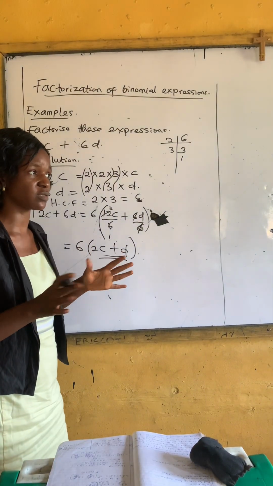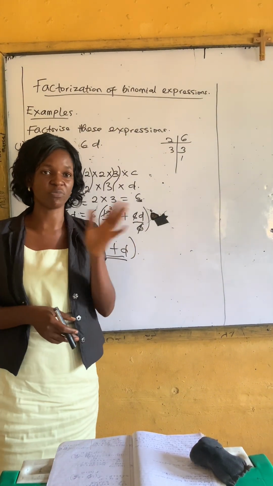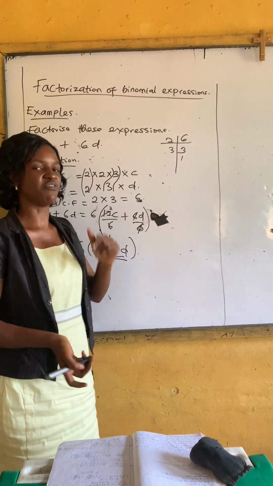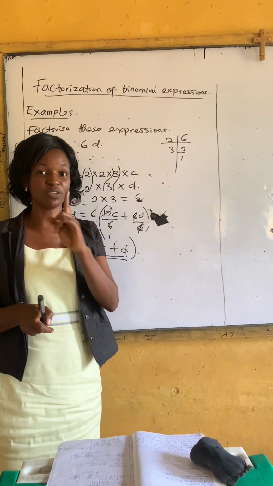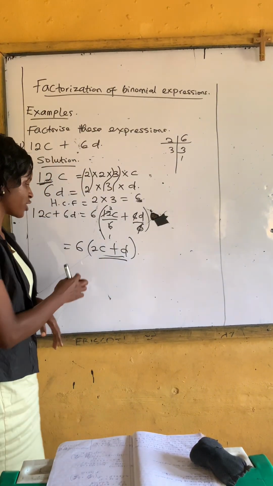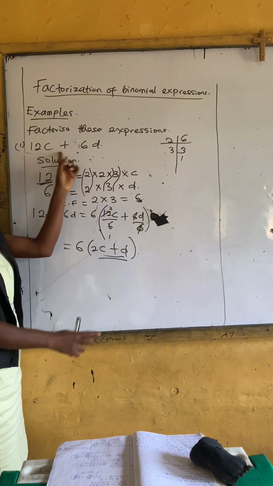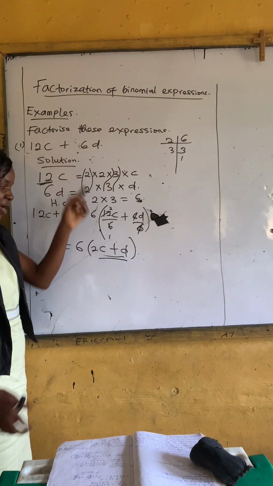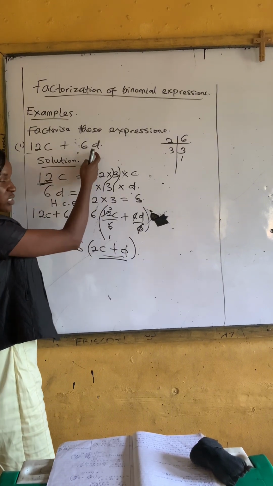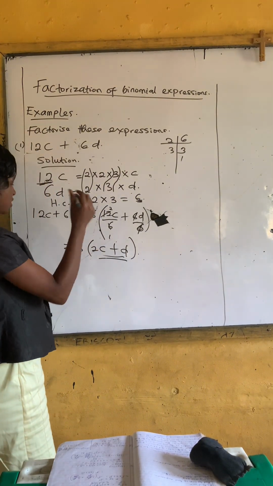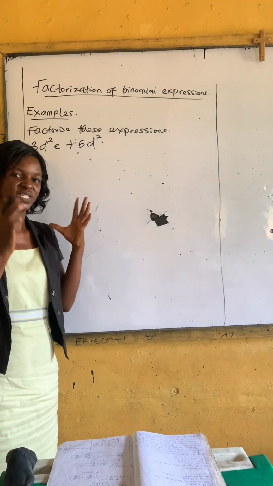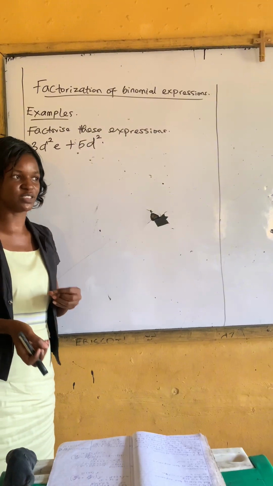Now, I know that we are done, but the reverse of factorization is the removing of brackets. So if you want to check whether your answer is correct or not, just try to remove this bracket. You must get this particular algebraic expression back. So 6 times 2c will give us 12c, plus 6 times 10 will give us 60. So that's about question number 1. Plus 5d squared. Just the same way we did the first example is the same method as well.